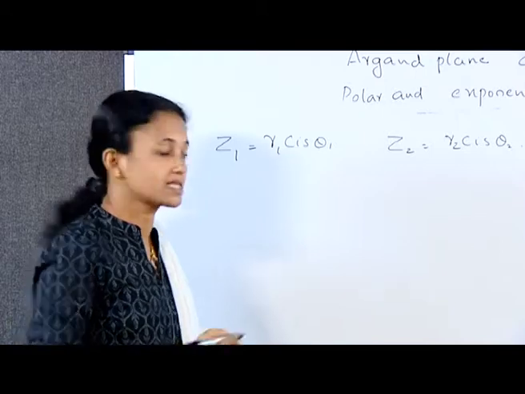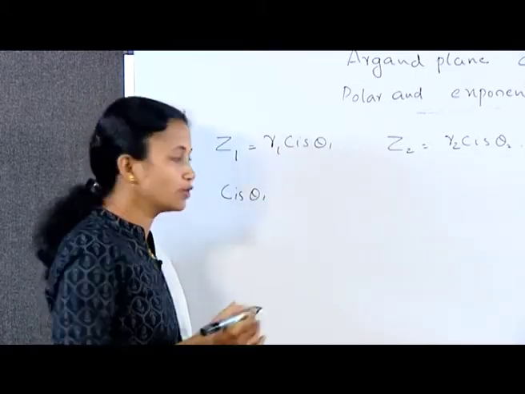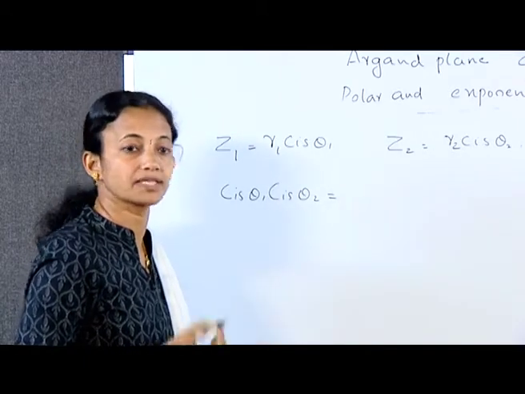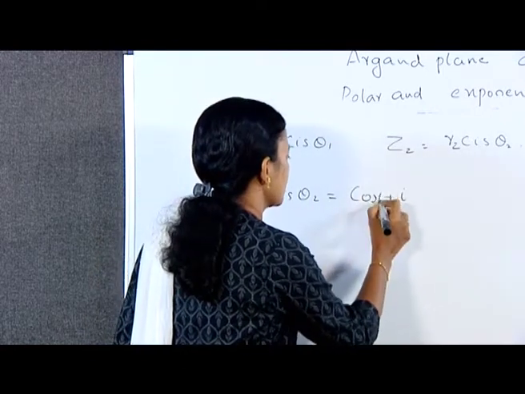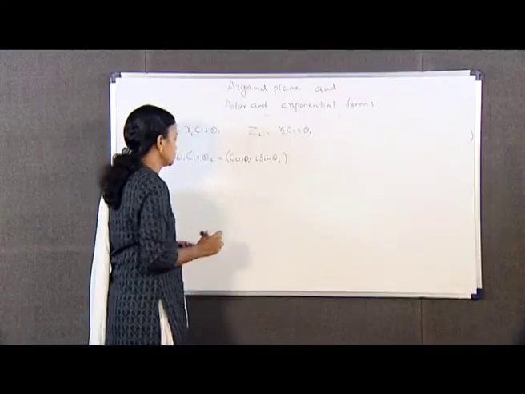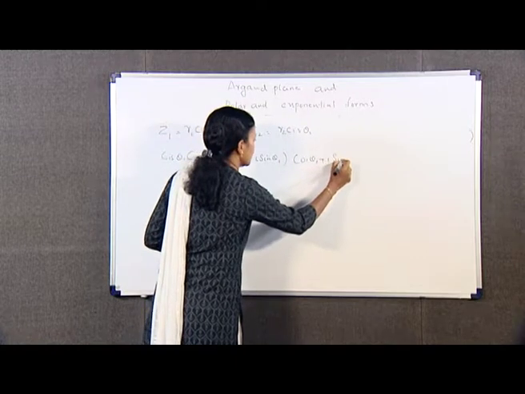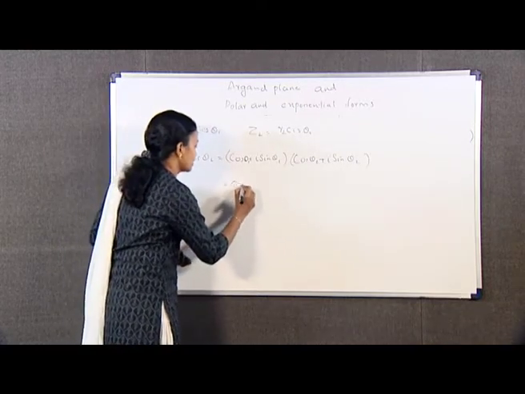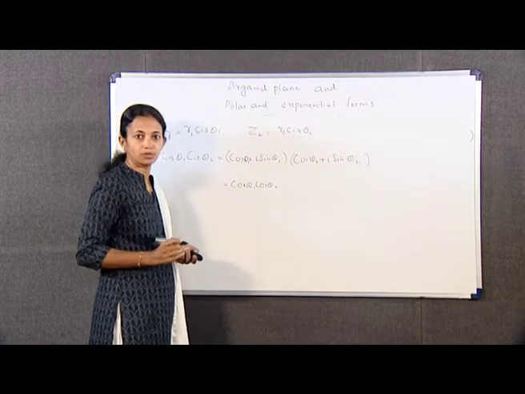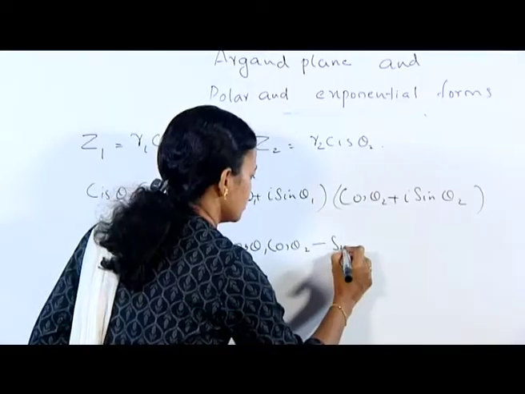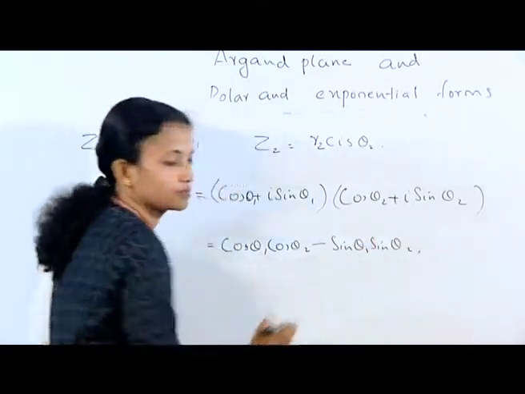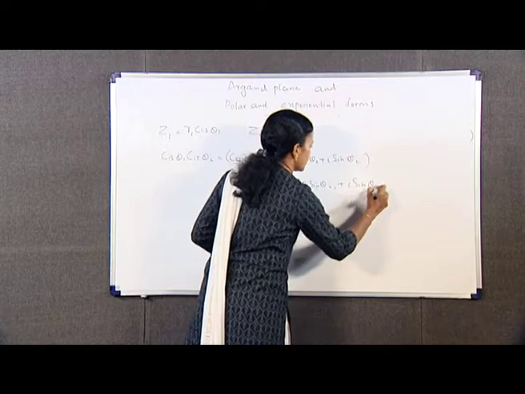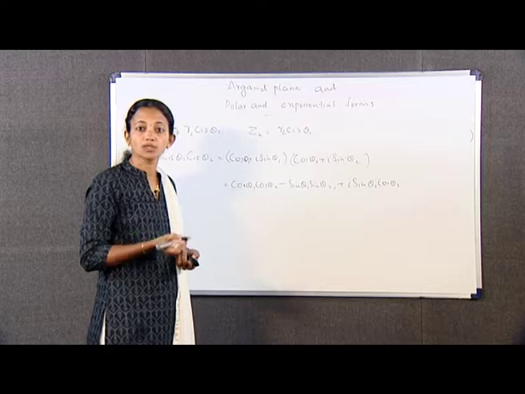We find that sec theta 1 into sec theta 2 is equal to cos theta 1 plus i sin theta 1 into cos theta 2 plus i sin theta 2, which is equal to cos theta 1 cos theta 2 minus sin theta 1 sin theta 2, plus i into sin theta 1 cos theta 2 plus cos theta 1 sin theta 2.